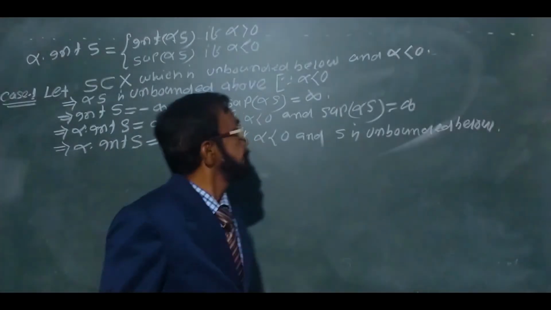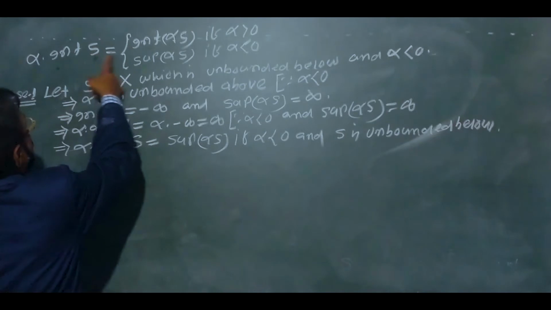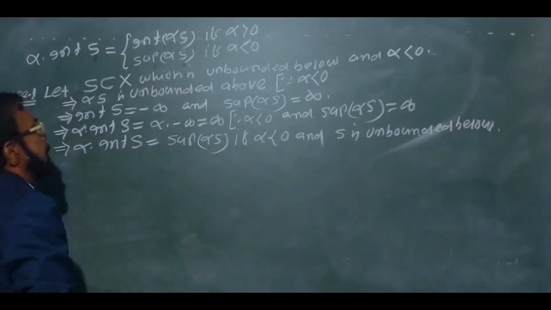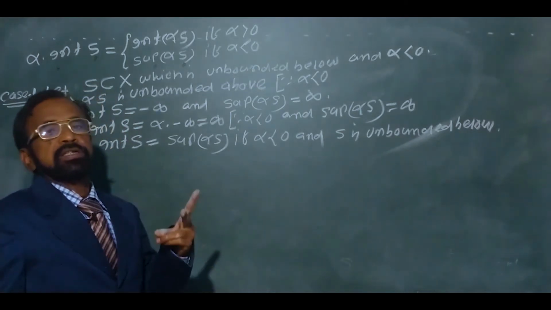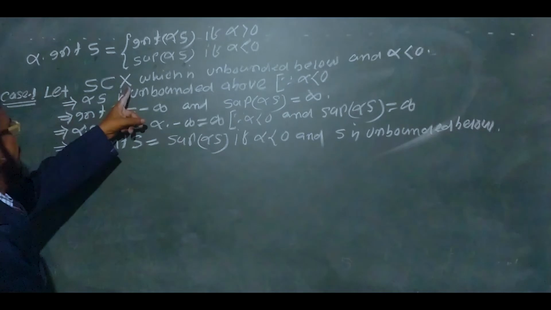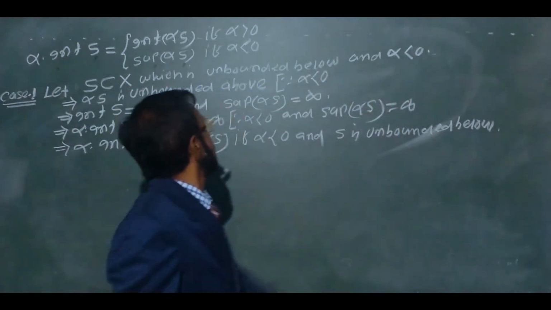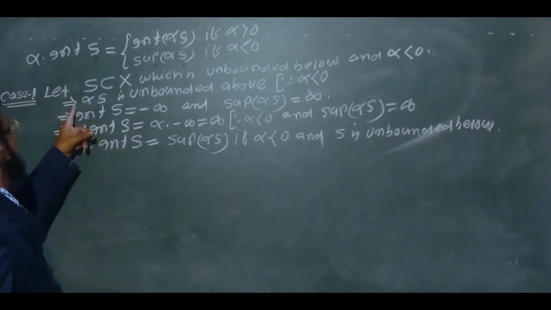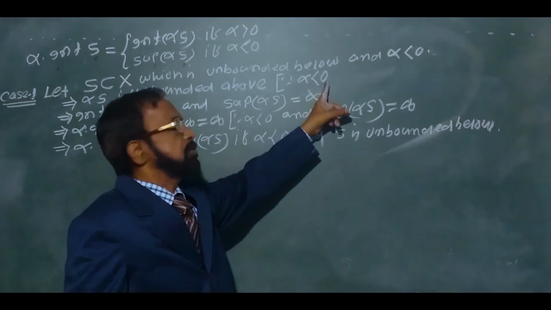Now we prove alpha into infimum of S equal to supremum of alpha S if alpha is less than 0. Two cases arise. Case 1: let S subset X which is unbounded below and alpha less than 0, which implies alpha S is unbounded above because alpha is less than 0.